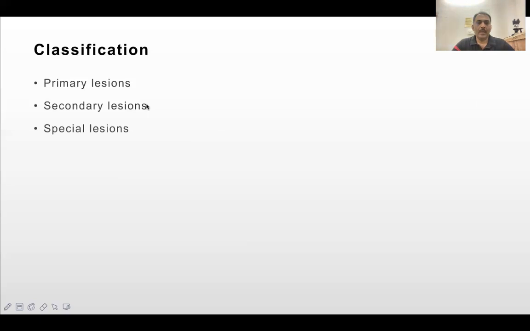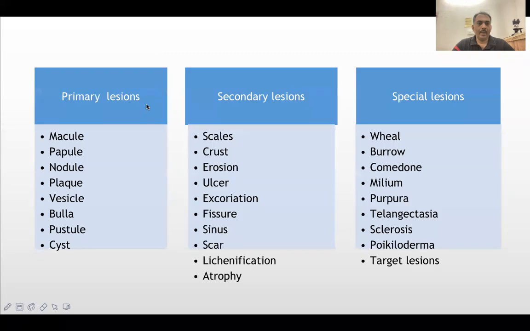The skin lesions are basically classified as primary, secondary, and the special lesions. The primary lesions are those lesions which arise de novo as such, as they are seen at the point of time. These consist of macule, papule, nodule, plaque, vesicle, bulla, pustules, and cysts.